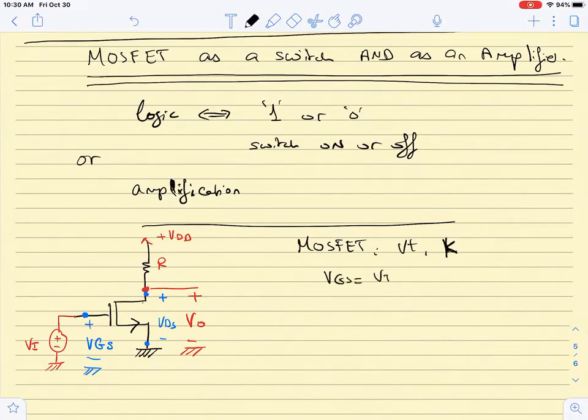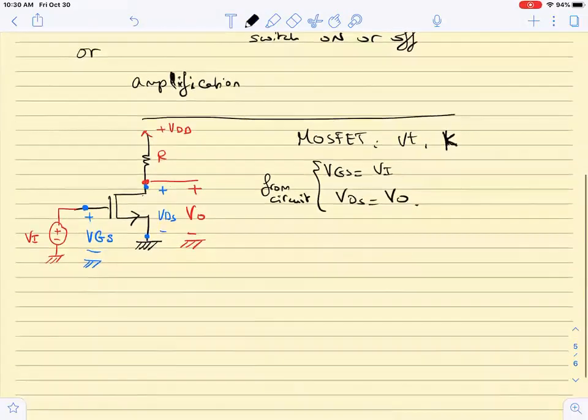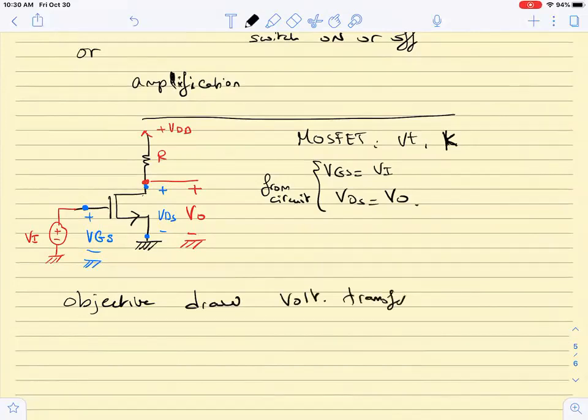We already know now that VGS is equal to Vn, and this is from the circuit. And we know that VDS is equal to VO. Our objective is to draw the voltage transfer characteristics of this circuit.